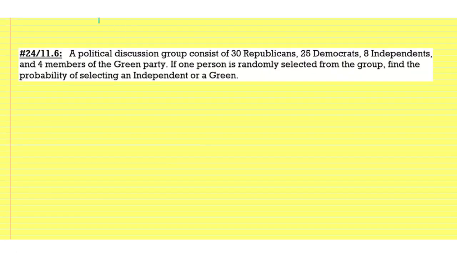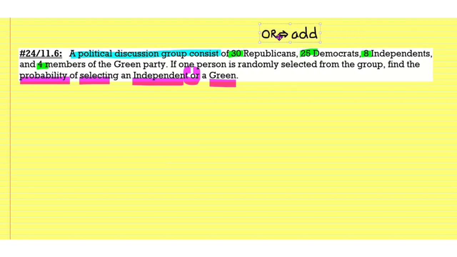Okay, the last problem for this video says that a political discussion group consists of 30 Republicans, 25 Democrats, 8 Independents, and 4 members of the Green Party. If one person is randomly selected from the group, find the probability of selecting an independent or a Green Party member. So again, they're using the word or. So we remember that if we're using the word or, that means we're going to add our probabilities together.